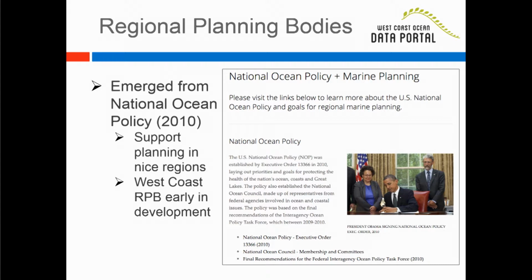So more recently, we've had this creation of regional planning bodies. These are around the whole country. There's a number of these that are specifically intended to help in marine planning, marine spatial planning. On the West Coast, unlike the East Coast, we have one regional planning body that's California, Washington, and Oregon. The whole West Coast is one body. So here's a quick map.